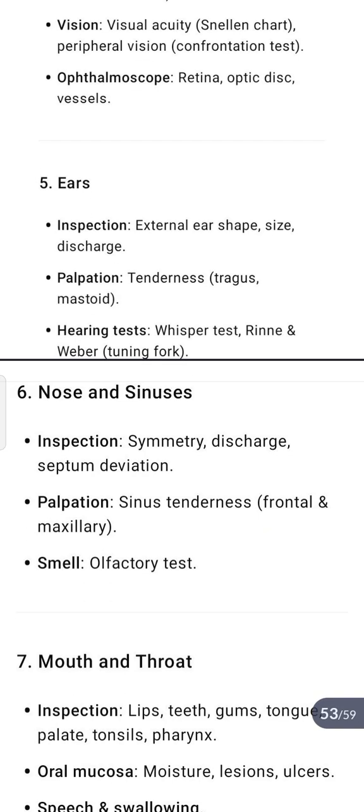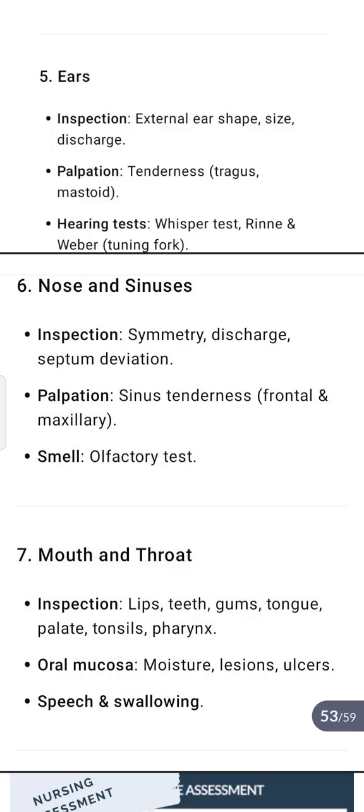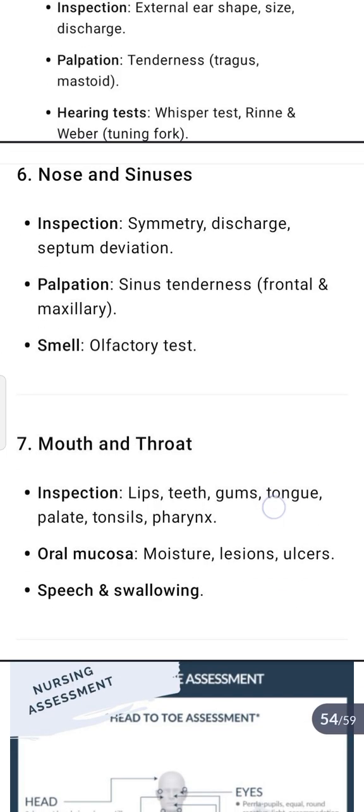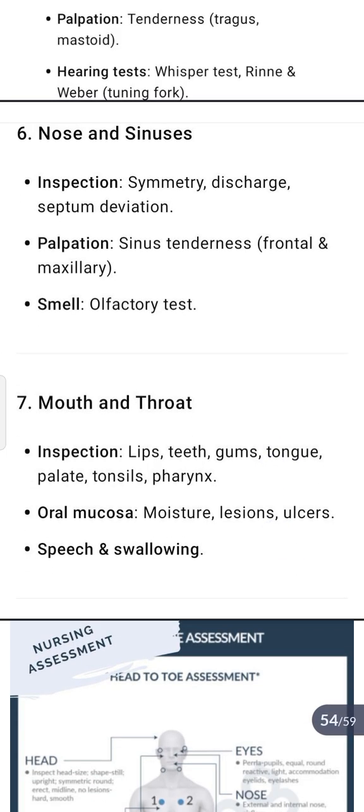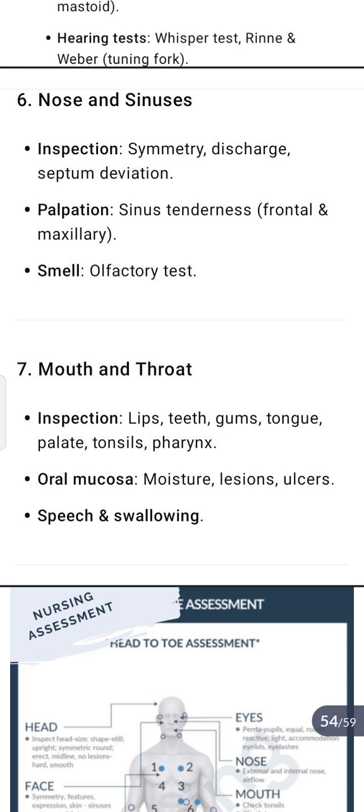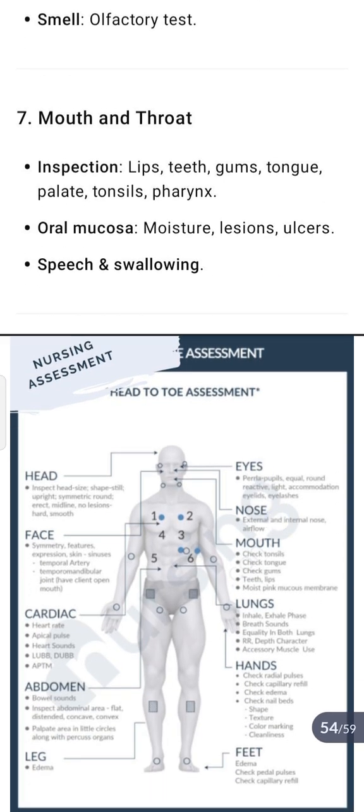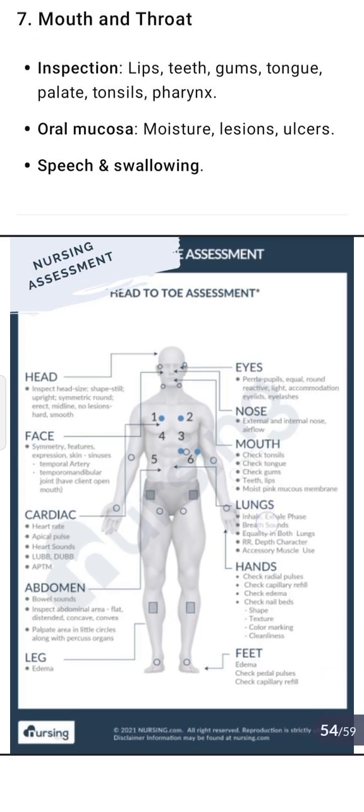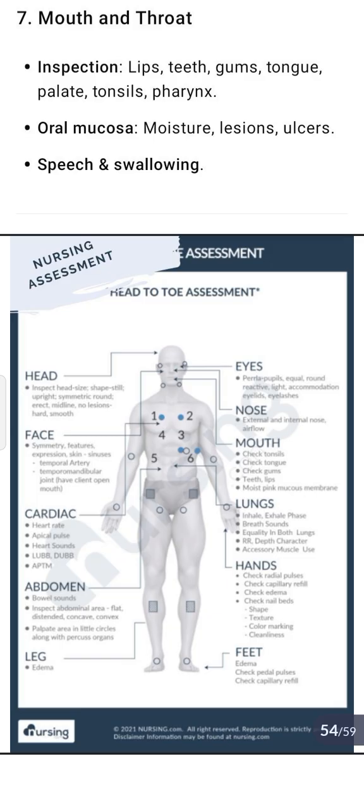Now for ears we will do inspection, palpation and hearing test. Inspection includes external ear shape, size, discharge. Palpation for tenderness. In hearing test we can do whisper test, Rinne test and Weber test. For nose and sinuses we can do inspection, palpation and smell, the olfactory test. In inspection we see symmetry. We can see the type of discharge, septal deviation. In palpation, sinus tenderness, frontal and maxillary. Mouth and throat inspection: we can see lips, teeth, gums, tongue, palate, tonsils, pharynx and oral mucosa for moisture, lesions, ulcers, and swelling.